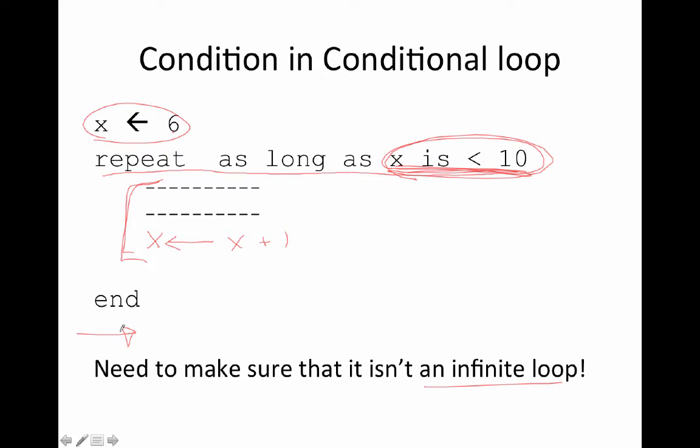So again, if you want to make sure that it's not an infinite loop, if you start x with a value, and you say you want to repeat as long as x is less than some number, then you want to increment x, in this case, for example, by 1, so that eventually x is going to be greater than or equal to 10, so the condition becomes false, and you're able to get out of the loop.